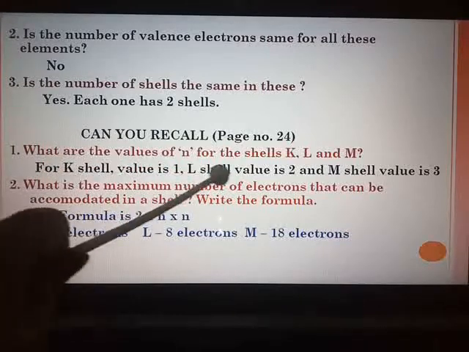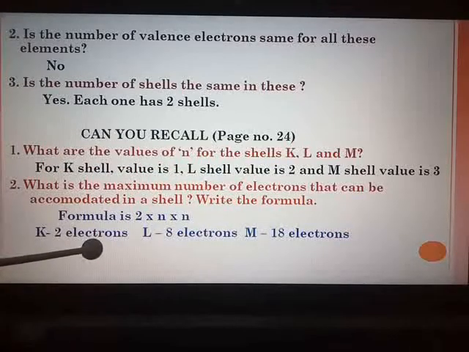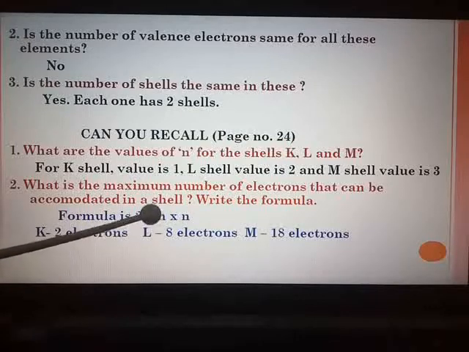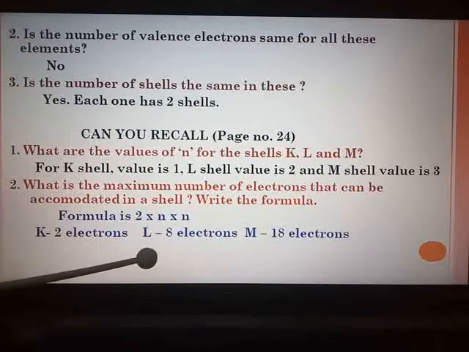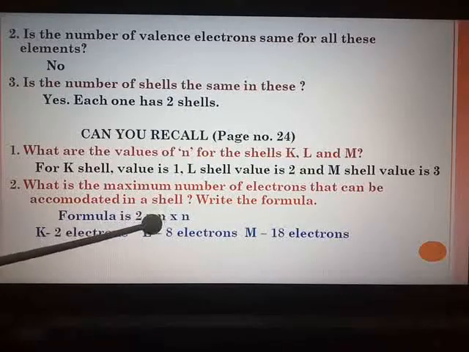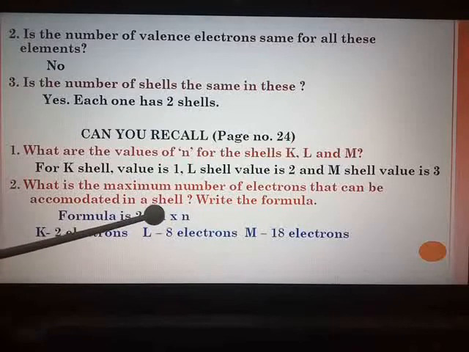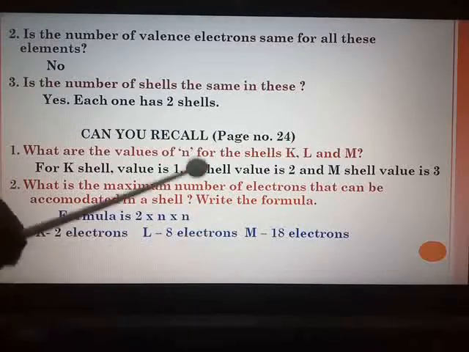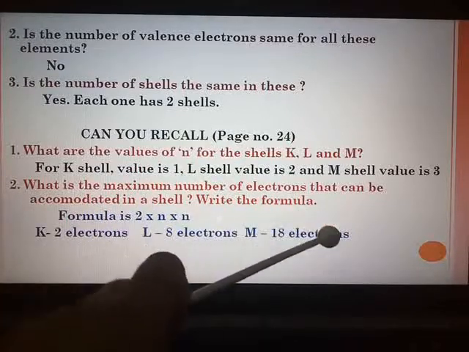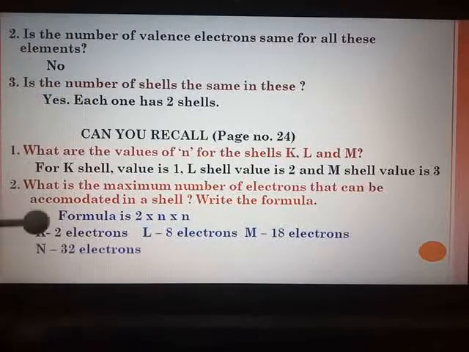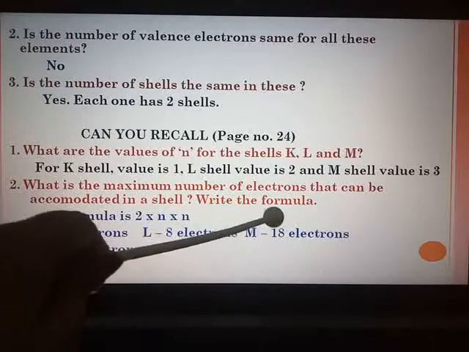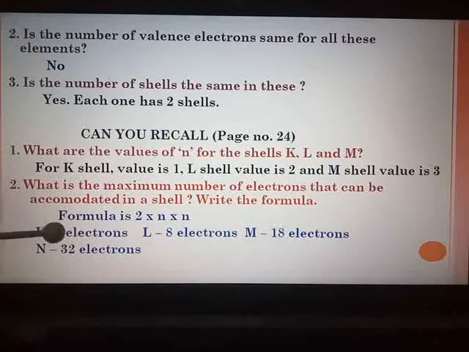So the maximum capacity of the K shell is 2 electrons, because K is the first shell. So n is 1, and 2 multiplied by 1 multiplied by 1 comes out to 2. For the second shell, L shell, it is 8, because n is 2. So 2 multiplied by 2 is 4, and 4 twos are 8. Similarly, M is the third shell and N is the fourth shell. For the third shell, the maximum capacity is 18, and for the fourth shell, it is 32 electrons.